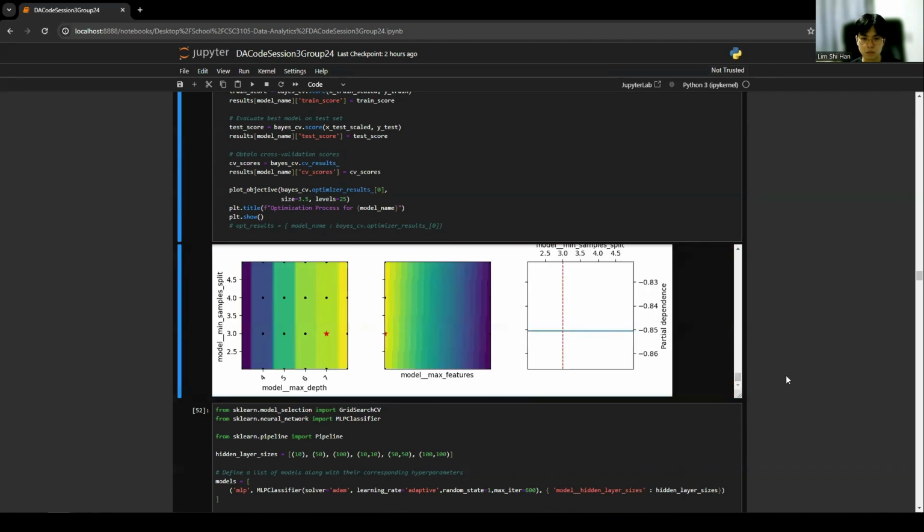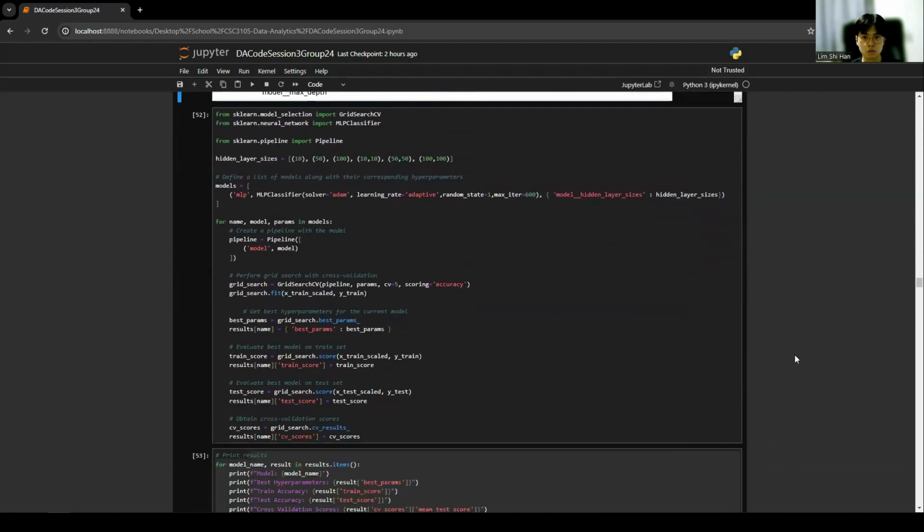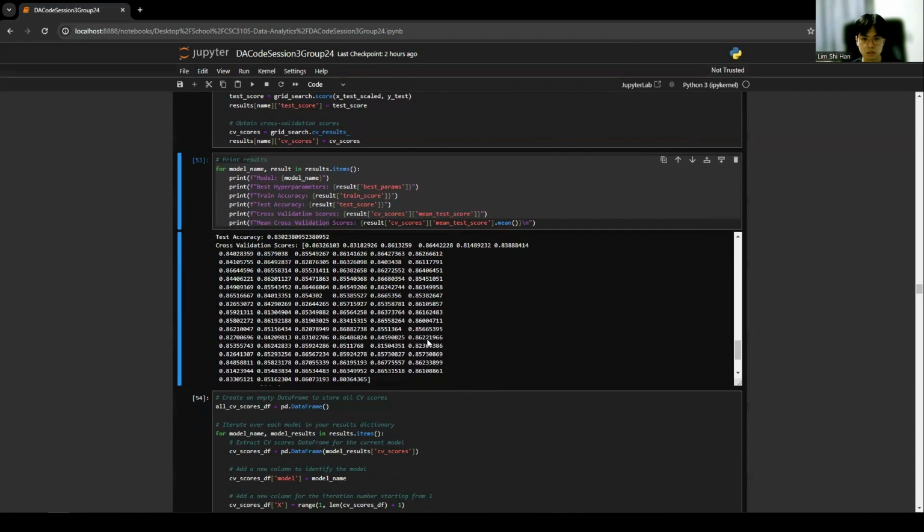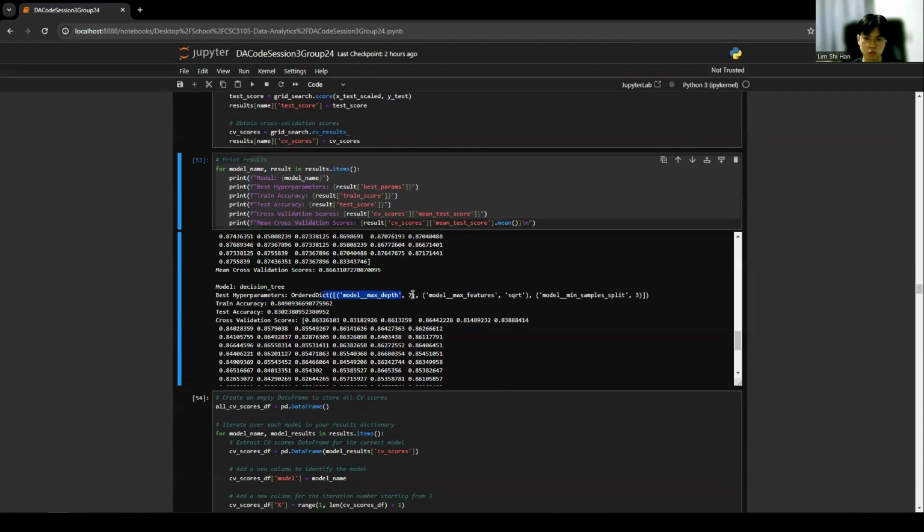Finally, we used grid search CV for the multi-layer perceptron classifier, because we couldn't put the layer size into the Bayesian search as it didn't allow sets. So we used grid search instead. Though it's more exhaustive and highly computational, we opted for this just for the multi-layer classifier. Moving on, we printed out the results and found the best hyperparameters. For example, for the decision tree, the max depth was 7, we should use the square root function, and the minimum sample split was 3.